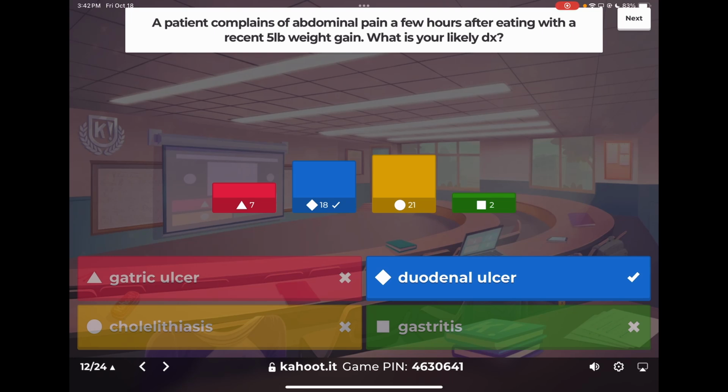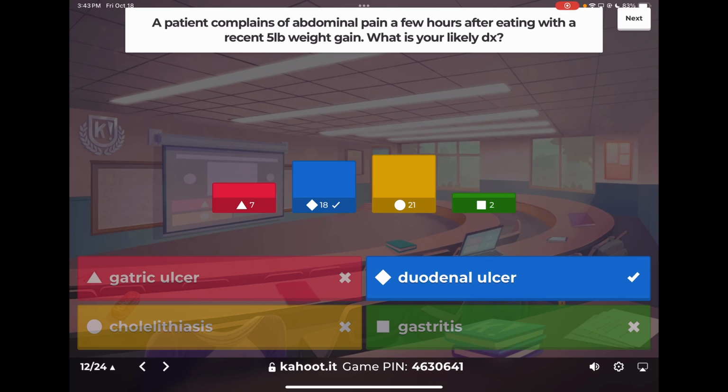With a duodenal ulcer, pain happens a few hours later. Why? It takes time for the stomach to take all the food and then eventually dump it into the duodenum, and that's when you feel the pain. And then when you eat again, the stomach stops dumping out the food and holds on to it again, and you feel better. So they gain weight because when they eat, they feel better.